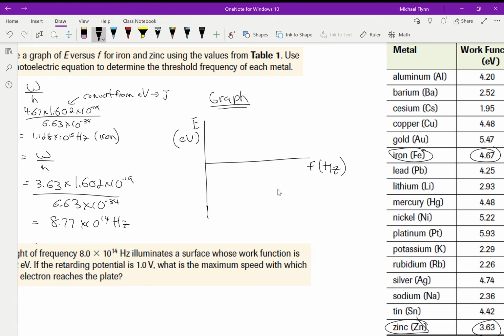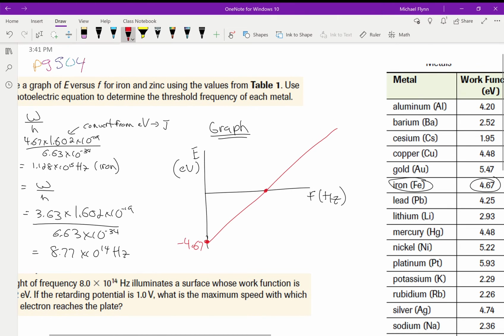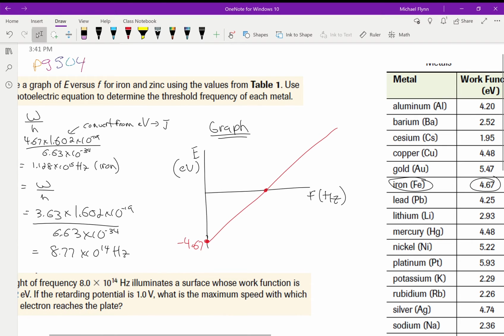All right, so iron will start, I'm going to use red for iron, because when it rusts, it's kind of red. So that would be negative 4.67 down there, for iron. And then the graph is just going to go like that, and this value here would correspond to 1.128 times 10 to the 15 hertz. The slope will equal Planck's constant.